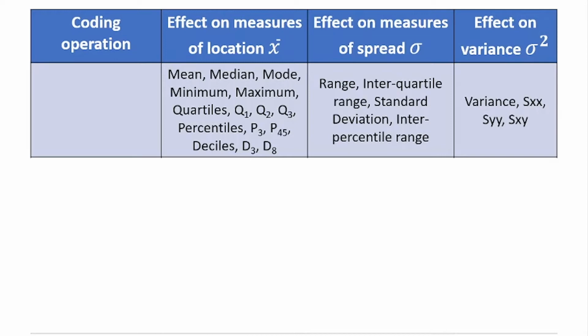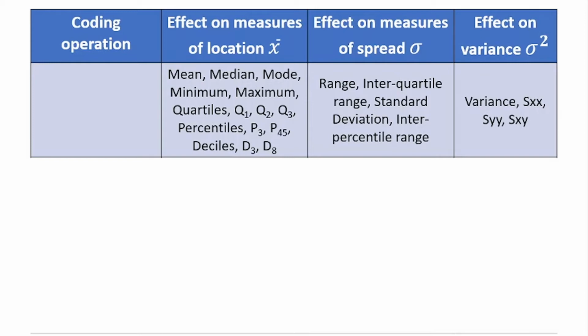We also have measures of spread. So these are things like the interquartile range, the standard deviation, interpercentile ranges. All of those will once again be affected in the same way. And finally, we have a group which are all affected in the same way that the variance is affected. So the variance, S_xx, S_yy, S_xy.